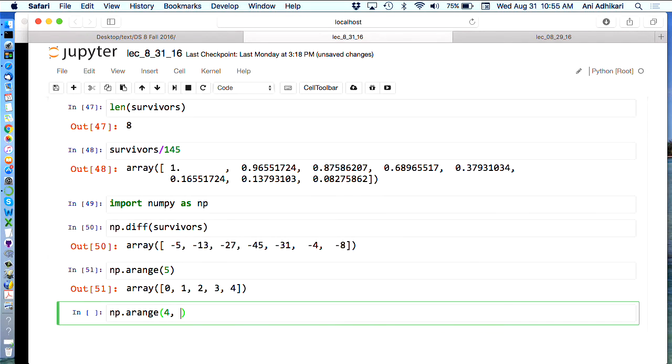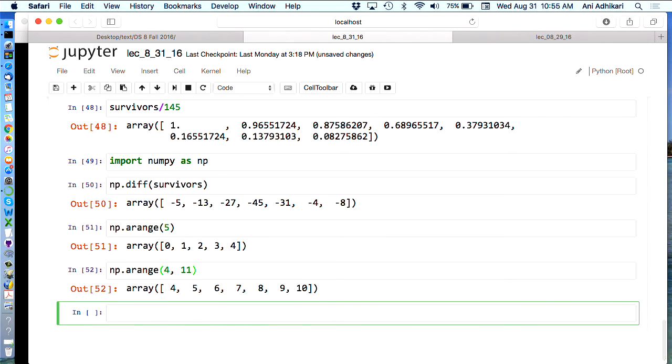Start at 4. I want the numbers 4 through 10, right? The integers 4 through 10. What should I type in here? Type in 11. Because if I type in 10, where is it going to stop? At 9, and then I will be sad. So, all okay? All right.